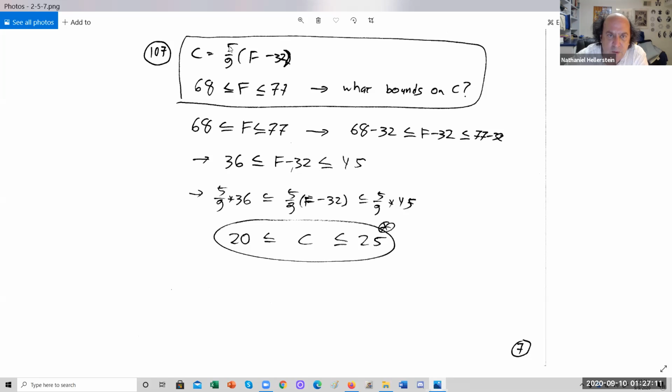Now let's multiply by 5/9 throughout. 5/9 of 36, 5/9 of F minus 32, 5/9 of 45. 5/9 of F minus 32 is C. That's the definition of the function. And 5/9 of 36 is 20, and 5/9 of 45 is 25. And so between 68 and 77 degrees Fahrenheit is between 20 and 25 degrees Celsius.